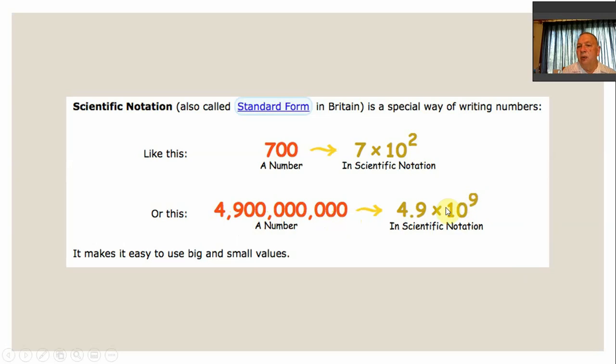So each time I would multiply by 10, I would move the decimal place 1 time to the right, and that would give us this number right here. So it makes it easy to use big and small values. Right now we've talked about bigs, but it works as well in the small values.